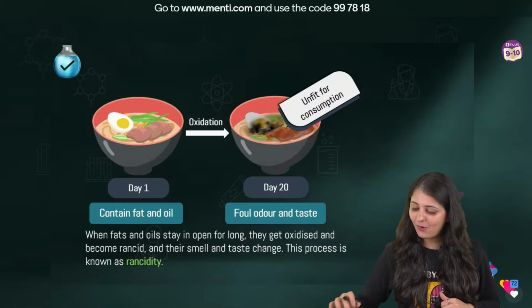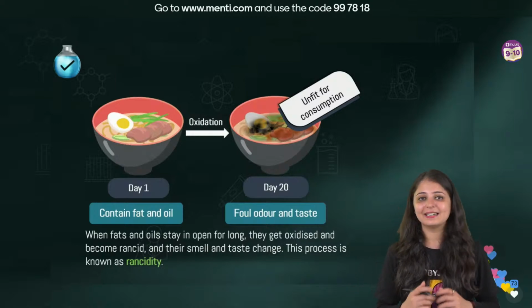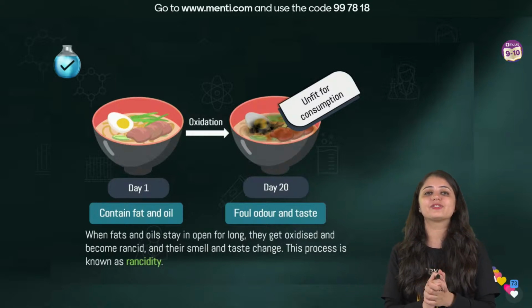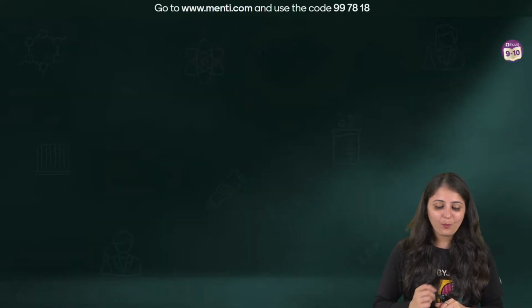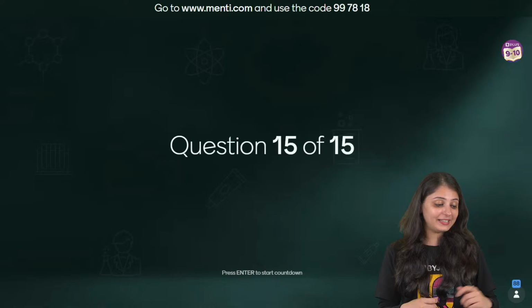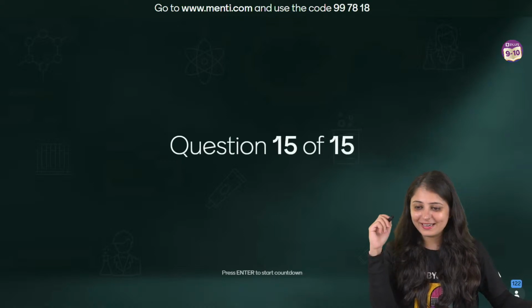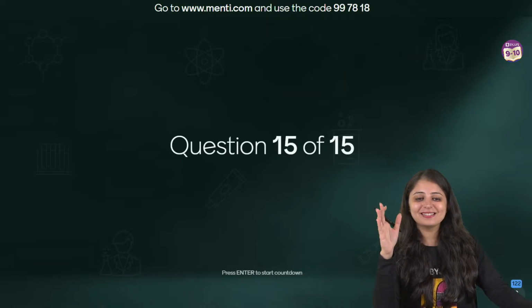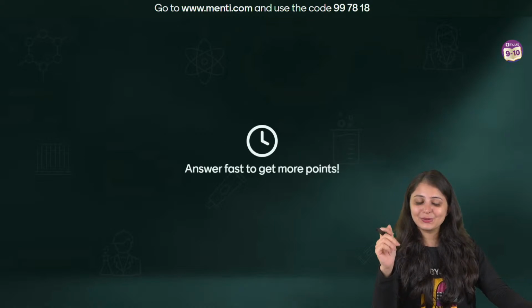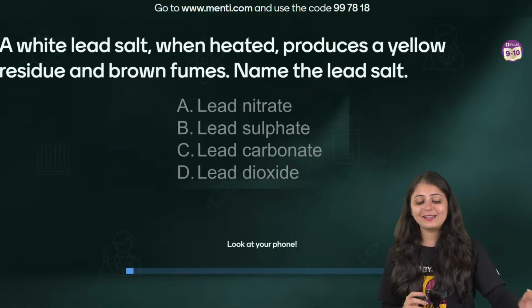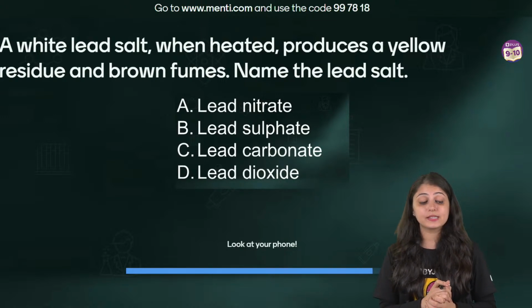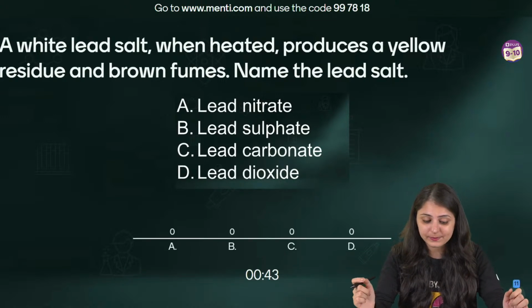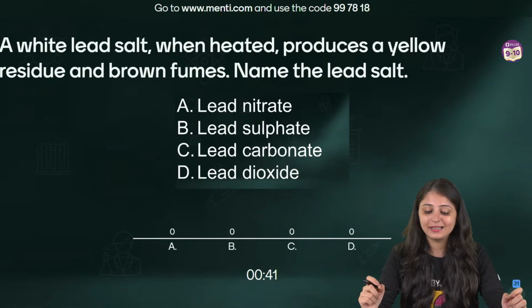Okay, let's move on and let's attack the last question of today's test together. What is question number 15? I hope you all are ready. And the question is right in front of you now. The question says a white lead salt when heated produces a yellow residue and brown fumes. You have to name the lead salt.